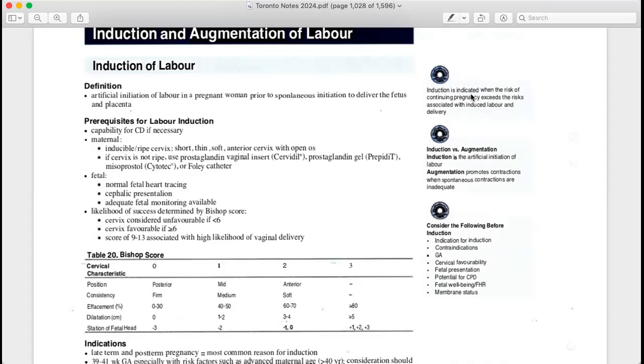Now, induction is indicated when the risk of continuing the pregnancy exceeds the risk associated with induced labor and delivery. Induction and augmentation: induction is when you start artificial initiation of labor. Augmentation is when labor has already started. Now you are just helping it to go smoothly.